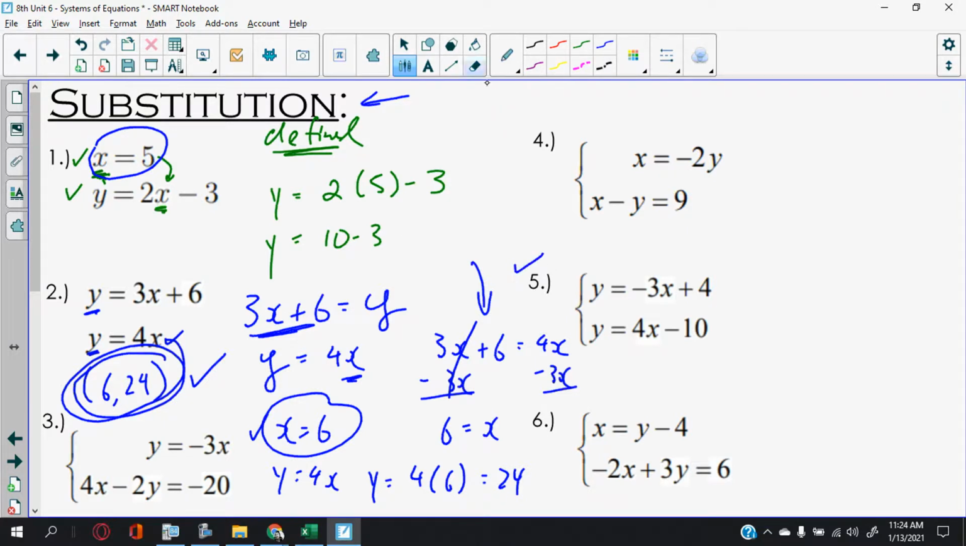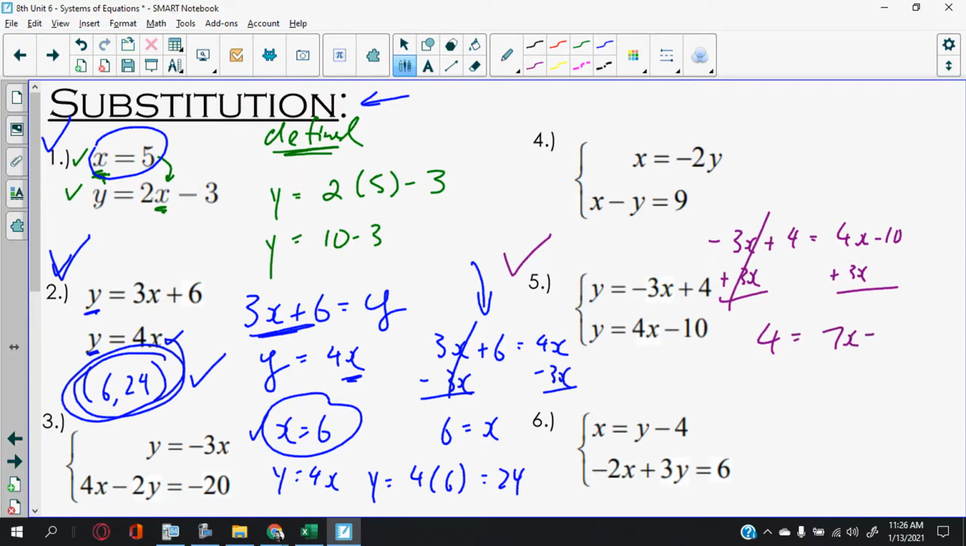Let's try 5 together. Oh, now here, same thing, right? Negative 3x plus 4 is equal to 4x minus 10. Nothing crazy. Again, equations with variables on both sides. So remember the Pauli method that we talked about early in the year? So this cancels out. 7x minus 10. Add 10 on both sides. Equals 7x. Divide both sides. x equals 2. Now I got to substitute.